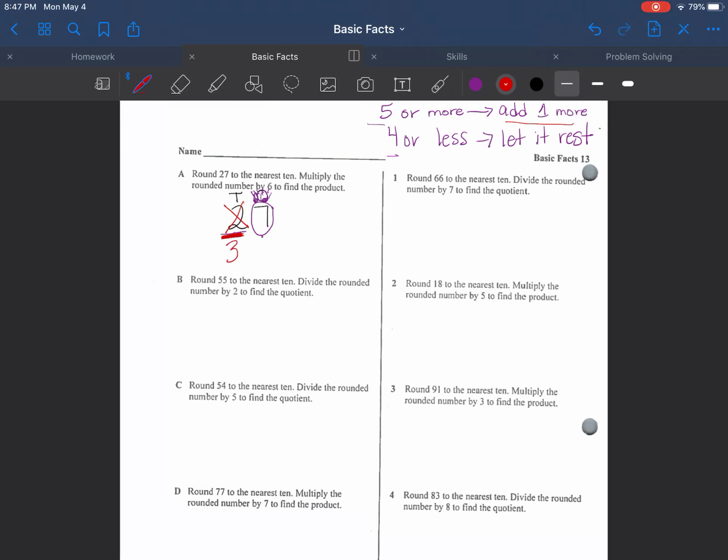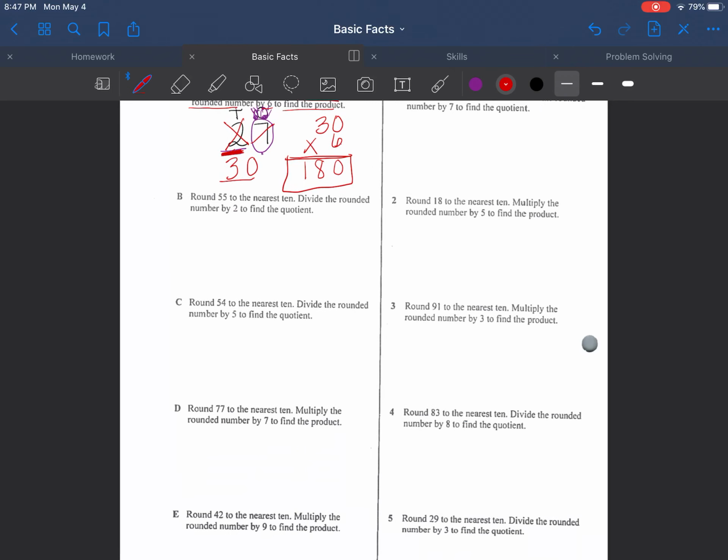Who are we going to add 1 more to? To the one we are rounding, which is the 2. If we add 1 more, he becomes a 3. Since we are rounding the 7, it turns into a 0. Now the second step says to multiply the rounded number by 6 to find the product. The rounded number was 30. They want me to multiply it by 6. 6 times 0 is 0, and 6 times 3 is 18. So my product is 180.